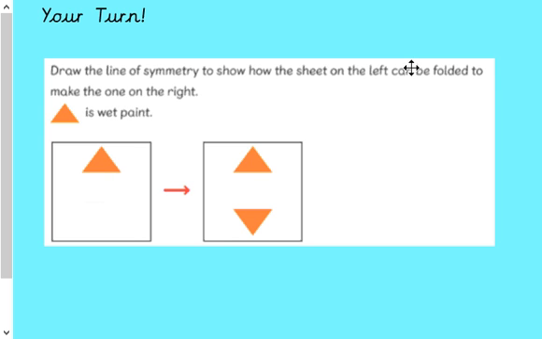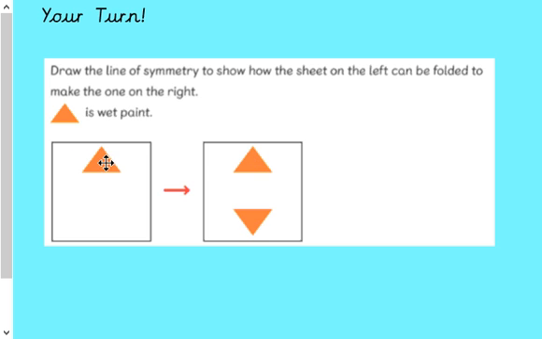Okay, now it's your turn. Look at this shape here. The triangle is wet paint. What we want you to do is, if this shape was going to be reflected onto this piece of paper to create this shape here, where would the mirror line be? Where would the fold line be to be able to produce this image down here?